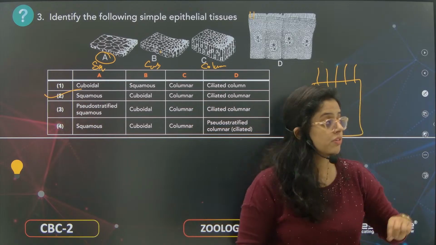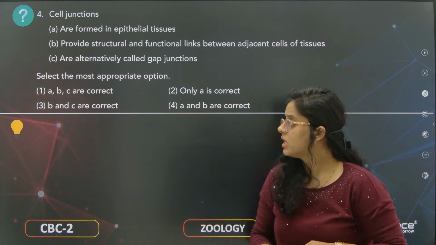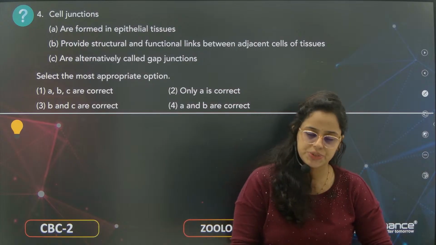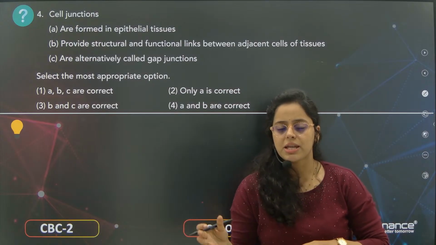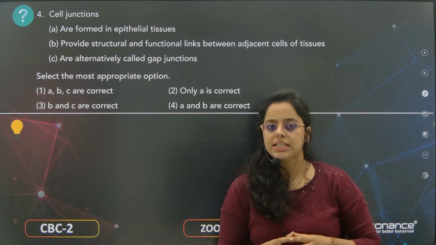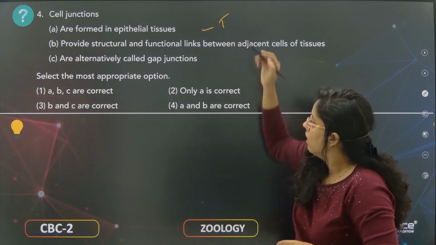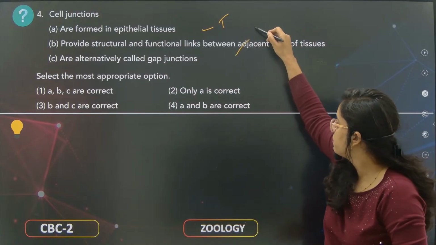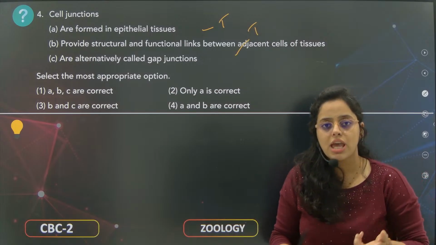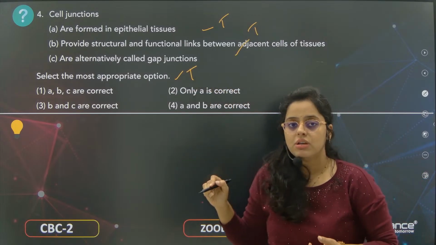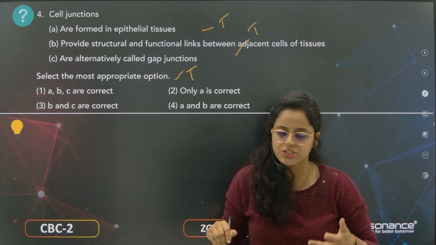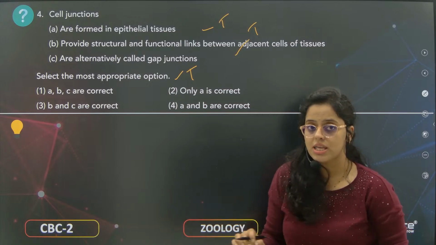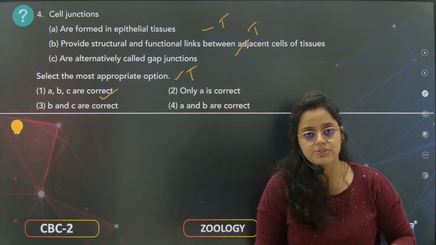Okay. Now moving to the 4th question of worksheet homework, cell junctions. These junctions are generally present in epithelial tissue, not present in any other type of tissue. Cell junctions are present in epithelial tissue. Yes, it is true. They provide structural and functional link between adjacent cells of the tissue. True. They are alternately called gap junctions. Again, this is also true. So cell junctions include gap junctions, tight junctions, desmosomes, adherens junctions, right? So all of A, B, C are correct. So here the answer is going to be the first one.